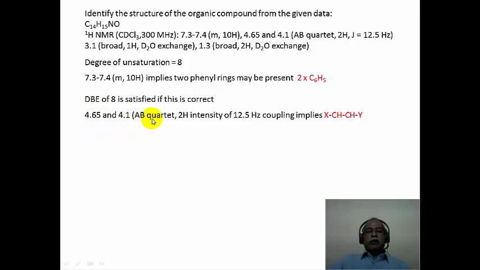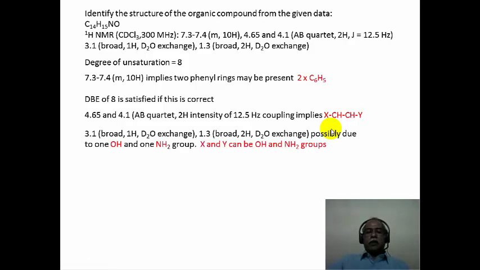So this particular pattern recognition of an AB quartet with 2 hydrogen intensity in this chemical shift region has to be only this kind of a substitution pattern. One should recognize it in order to be able to solve this particular problem. Now we need to identify these two groups X and Y. That is fairly easy to do because there are two very distinguishing features in this particular spectroscopic data.